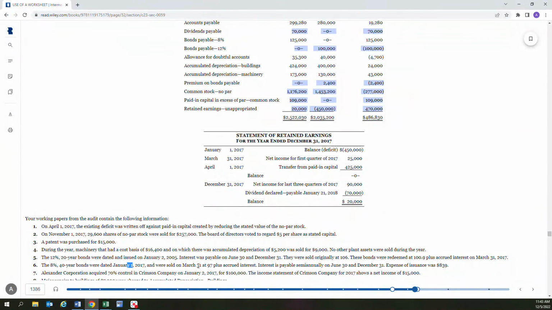This is the topic of selling bonds between interest payment dates, because this bond pays semi-annually on June 30th and on December 31st. And just to complicate things a little bit more, there were some underwriting expenses of $839 that we have to account for. Okay, so let's go ahead and try to do this particular problem.